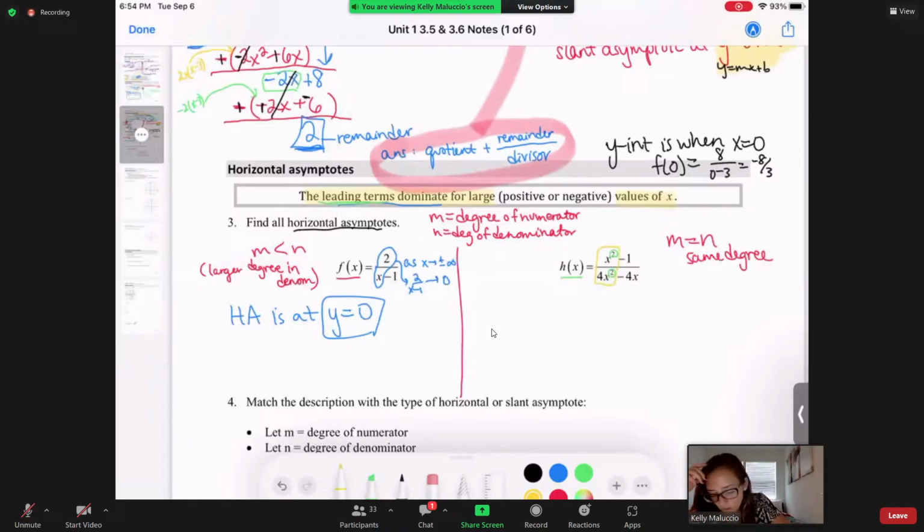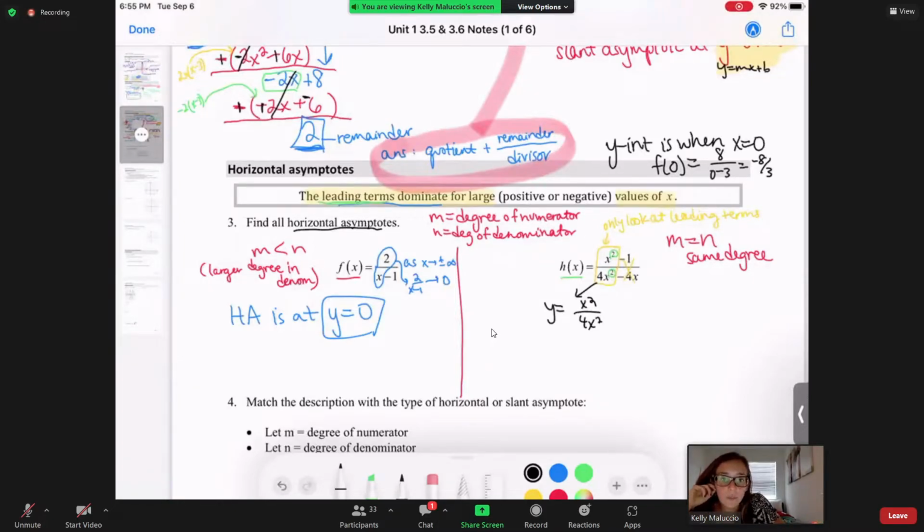We can ignore these for now, and we will only look at the leading terms for end behavior, like what's going to happen, and for this horizontal asymptote. So if I only look at that, then I'm left with, I'm just going to focus on this. This is y equals x squared over 4x squared.